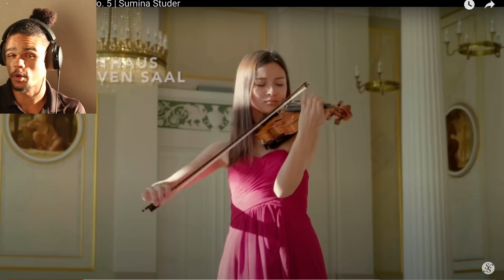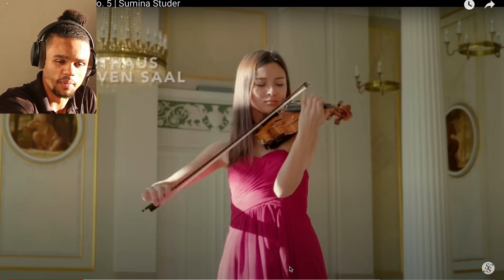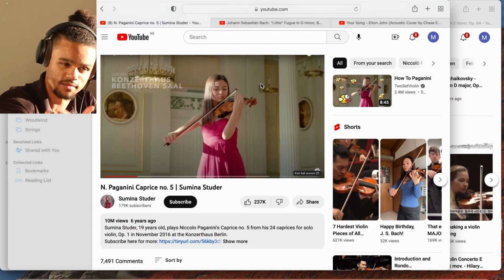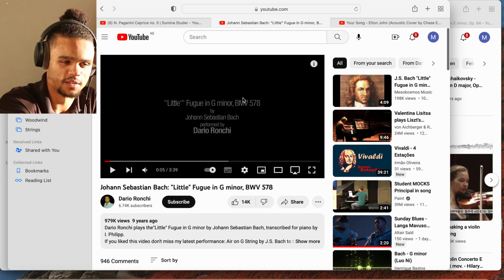So pretty straightforward. We only have one melody line being played by a violin, so therefore it is a monophonic texture. Let's go for the next one.